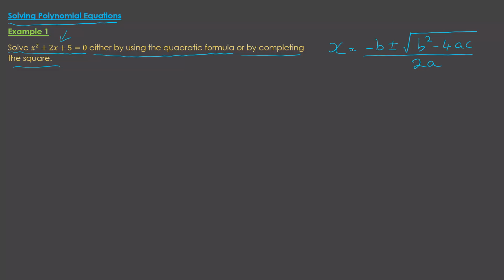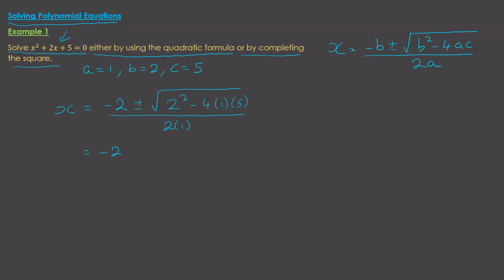Looking at my equation here, I can see that a is equal to 1, b is equal to 2, and c is equal to 5. So x is going to be negative 2 plus or minus the square root of 2 squared minus 4 times 1 times 5, all divided by 2 times 1.